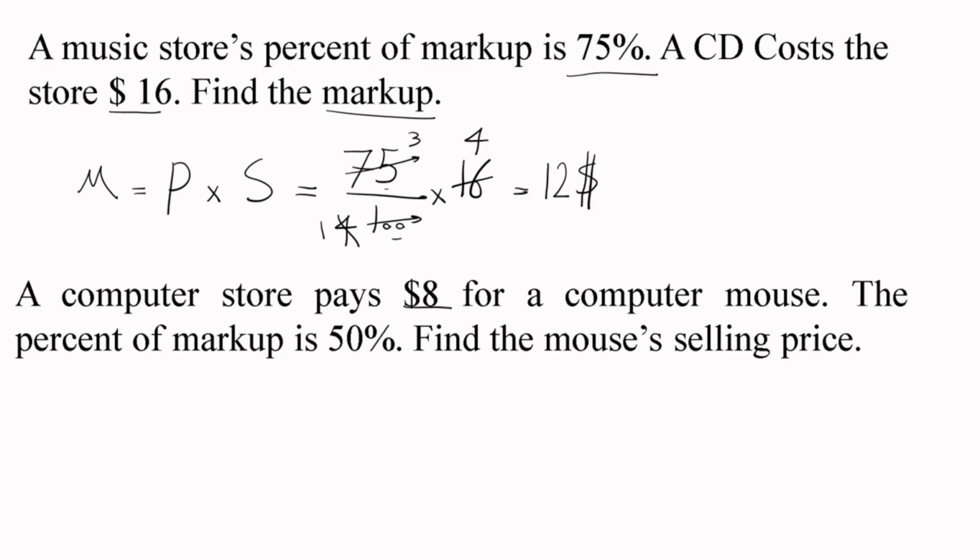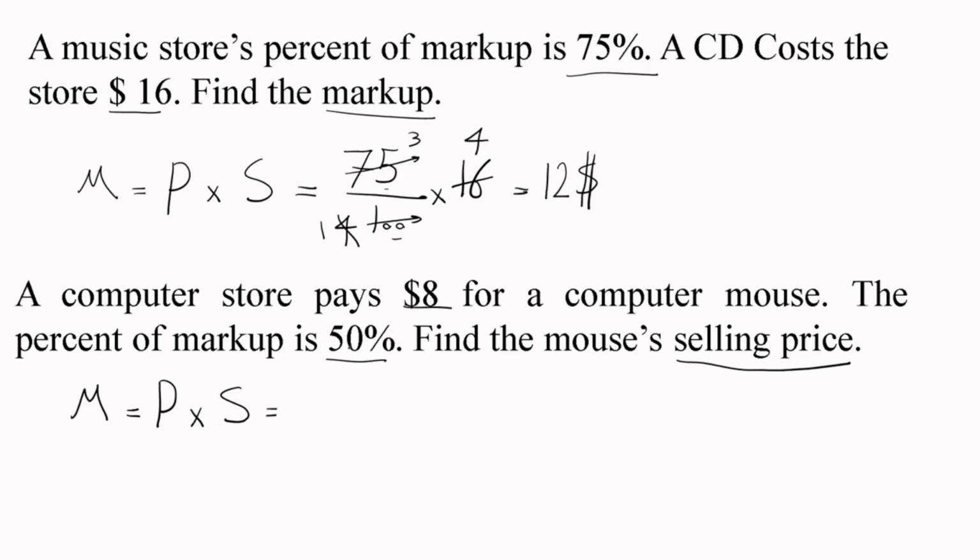A computer store pays $8 for a computer mouse. So this $8 is a store's cost, right? The percent of markup is 50%. Find the mouse's selling price. Here, the question is asking about selling price, right? So first, we must calculate the markup with the first formula that we have learned. What was the formula? It was percent of markup times store's cost.